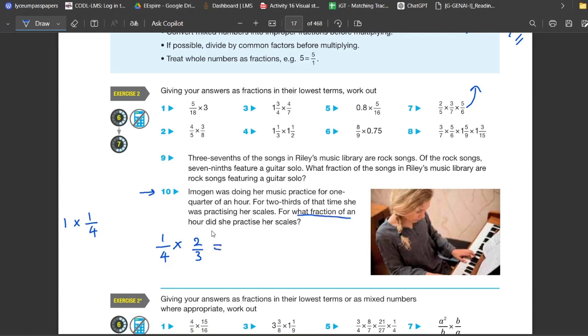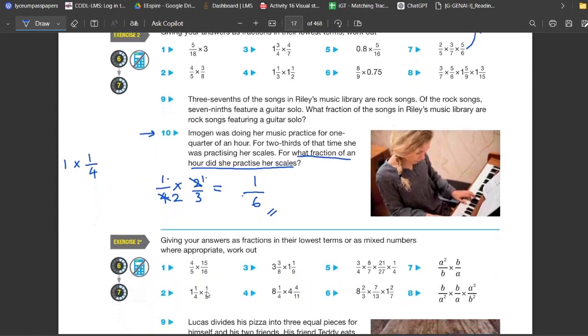What fraction of an hour did she practice her scales is this. These two cancel out. Now we have to multiply. We put the numerator values in the numerator. 1 times 1 is 1. 2 times 3 is 6. So that's the answer.